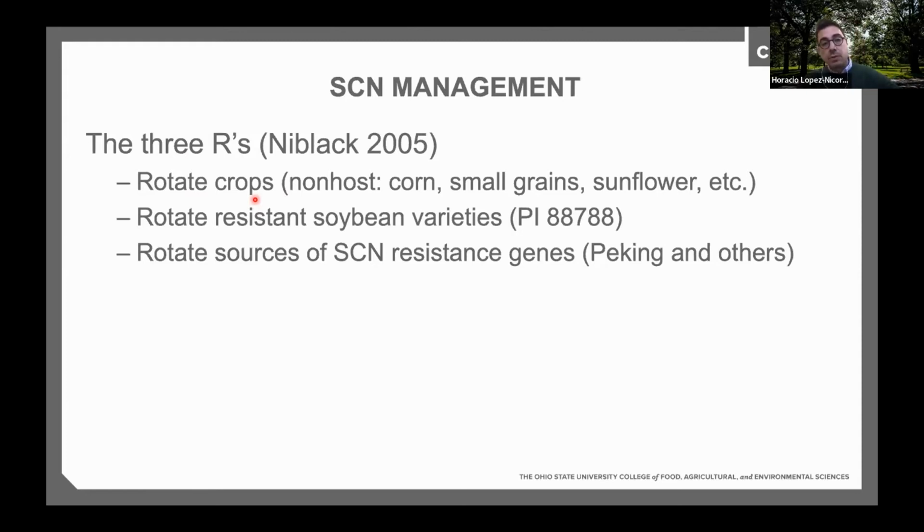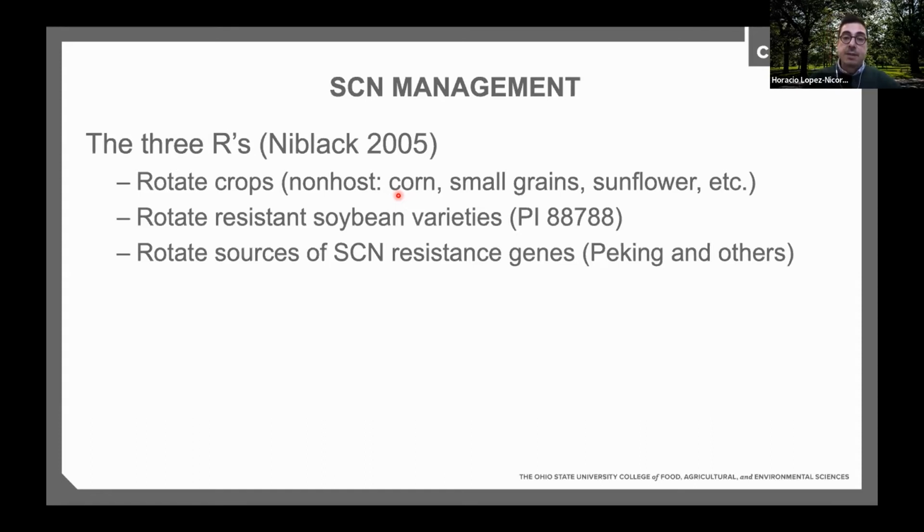It cannot reproduce on a non-host that is not soybean or other host. So in this case, corn is a perfect example of what we can use to rotate and get those numbers low and mitigate the problem. So the soybean cyst nematode will not cause any problem in corn, small grains, and sunflowers, and other non-hosts. So crop rotation is always a good management and the beginning of a good and long-term management program.